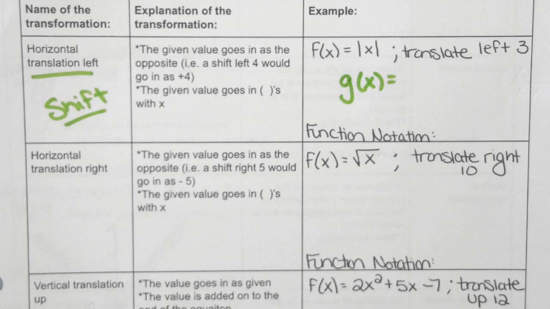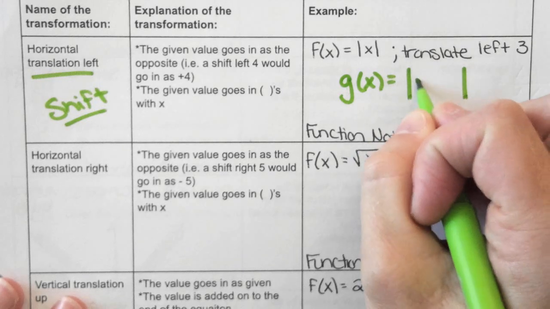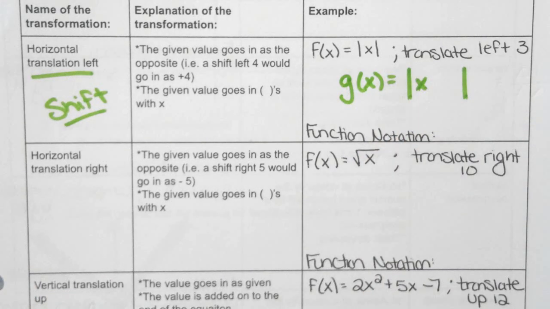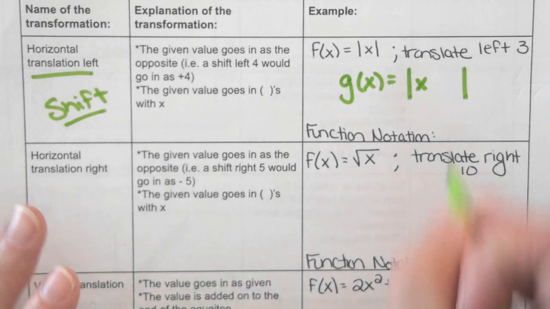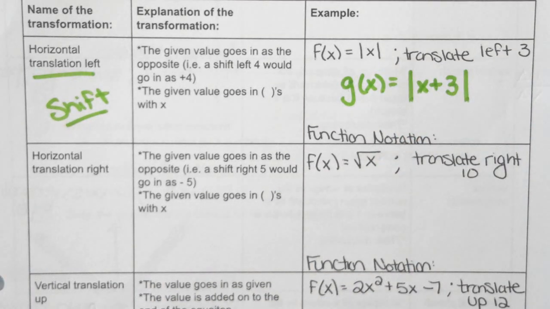So if we want to translate left 3, again, horizontal stuff goes right in with x. So it's going to go right in there in that absolute value. And again, if we're thinking left 3, we think, oh, that's the negative direction, but the graph compensates. So it actually goes in as +3. Good?